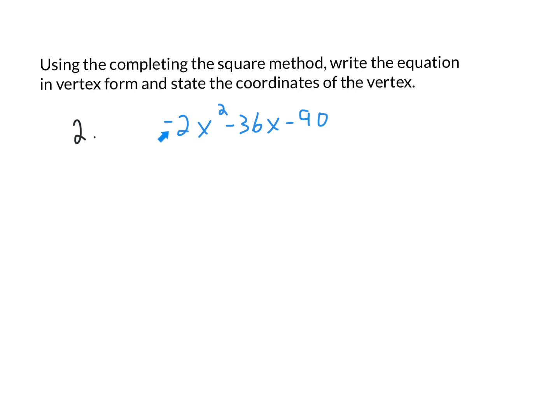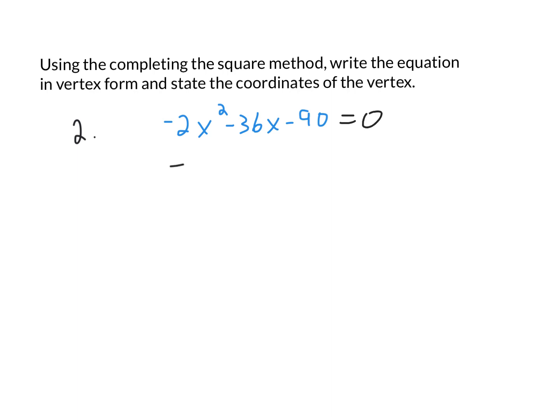Okay, in this example, we have negative 2x squared minus 36x minus 90. You may notice it starts with a negative. This just means our parabola is going to have a maximum because it opens down. Okay, but let's go ahead and convert this to vertex form using completing the square. So the first thing is we're going to take this constant of minus 90 and move it to the other side because we have this set equal to 0.